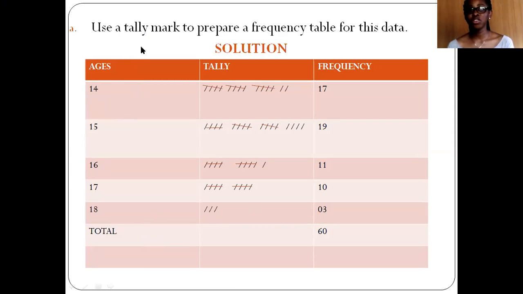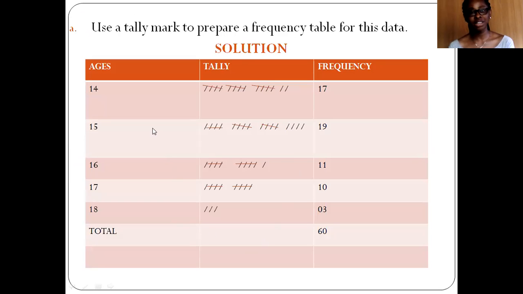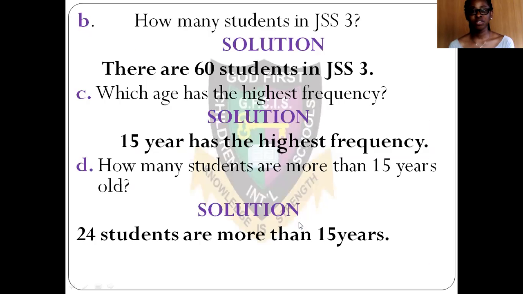So the question is, use tally marks to prepare a frequency table for this data, which we have done here. Moving ahead, question 2 says, how many students are in the JSS3 class? We have counted it, and the total is 60 students. So there are 60 students in the JSS3 class.